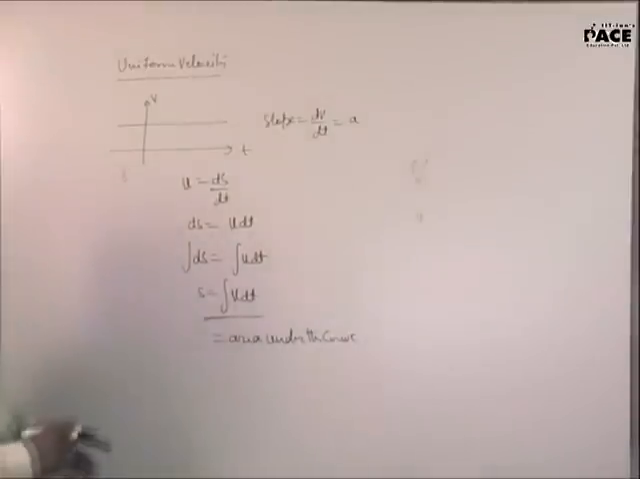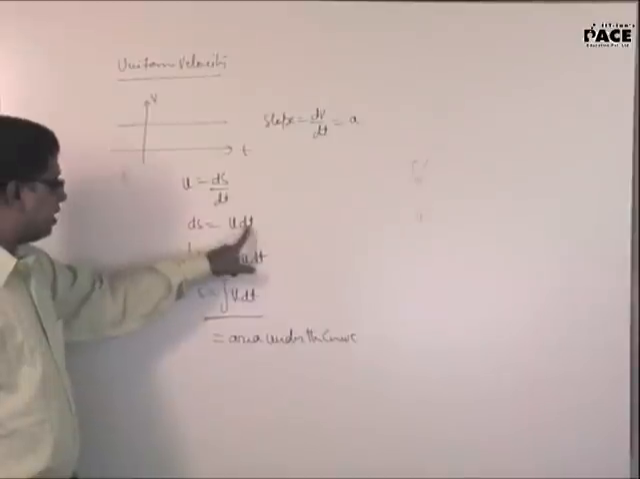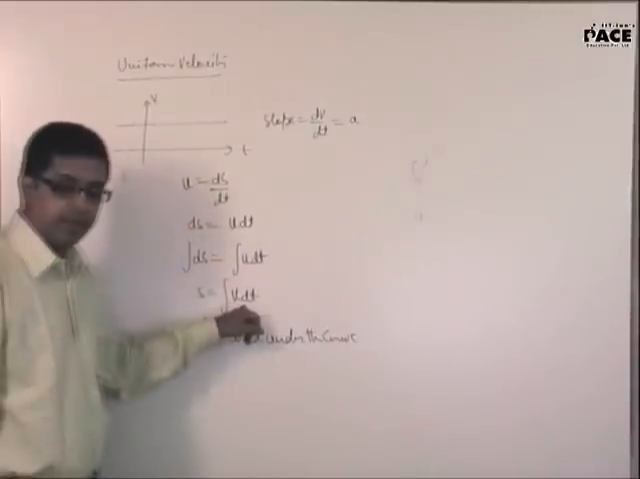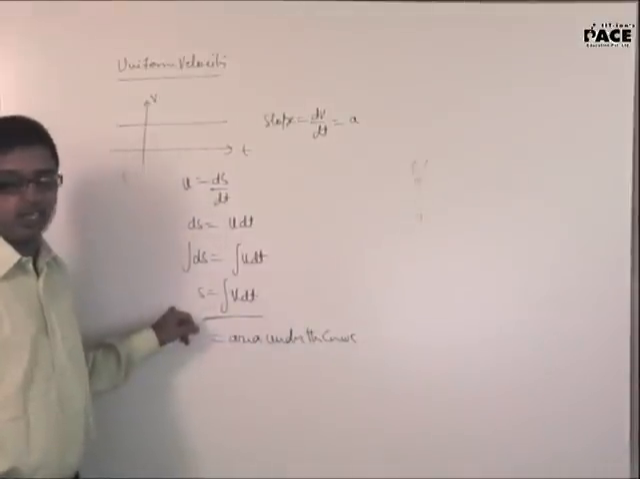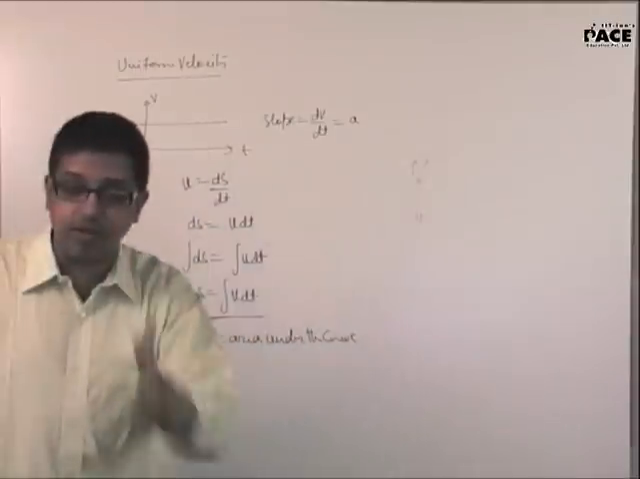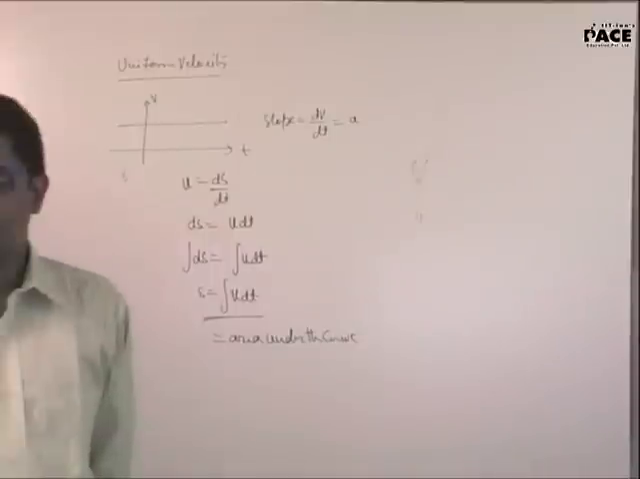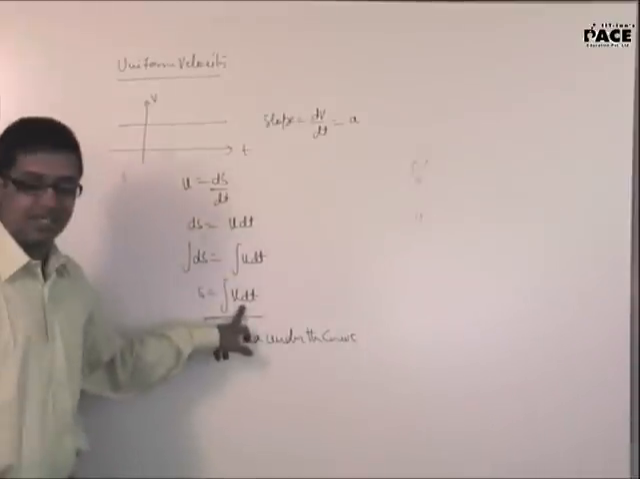Yes, sir. Because you have taken velocity is ds by dt, v dt is ds, you integrated on both sides, integral v dt. This gives me area under the curve and above the x-axis, and this is the displacement. Hence area under the curve and above the x-axis for a velocity time graph will give me the displacement. Is that making sense?